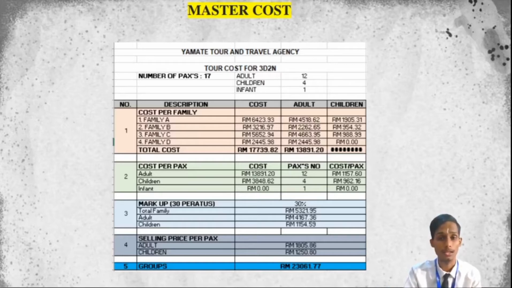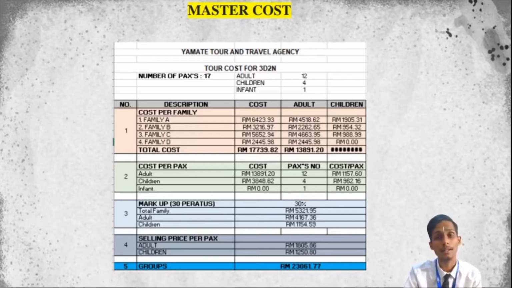The first one is adult. The cost for 12 adults totally is RM 13,891.20, and for each is RM 1,157.60. Secondly, the cost for 4 children is RM 3,848.62, and the price for each is RM 962.60. And lastly, for the infant, the cost is 0.